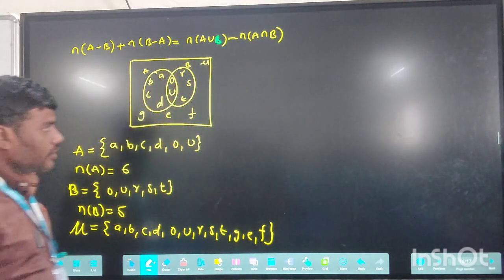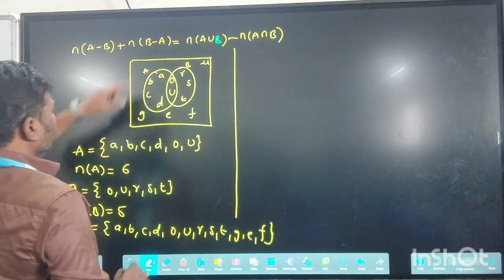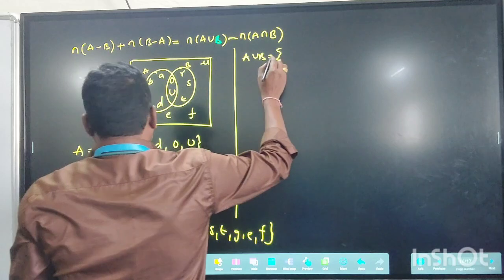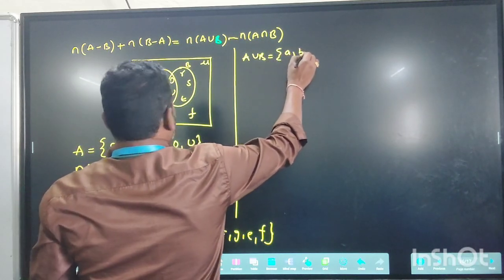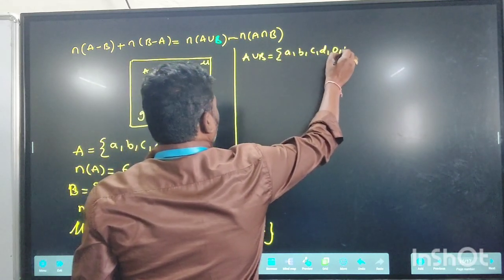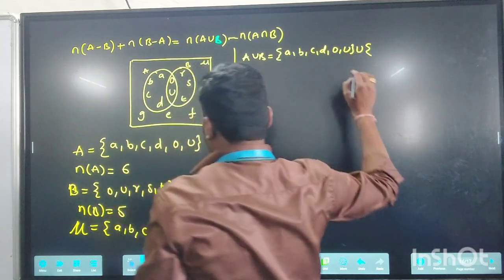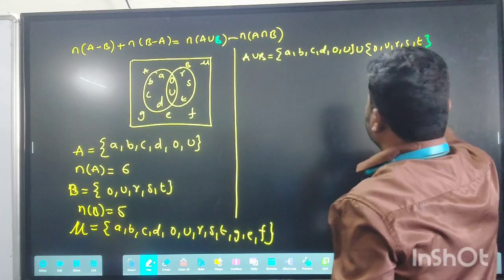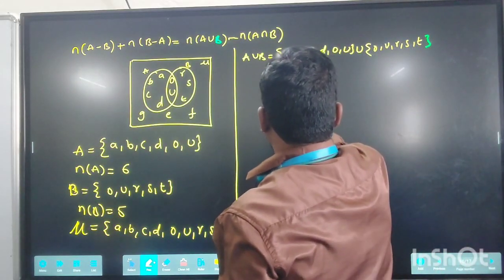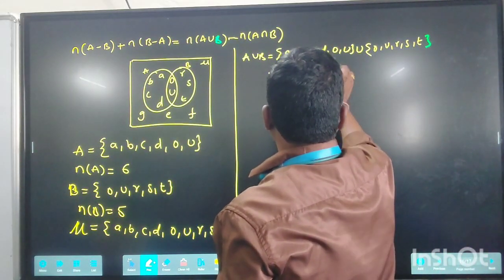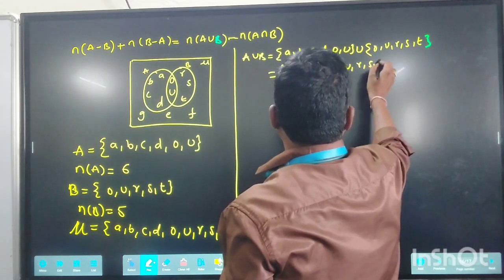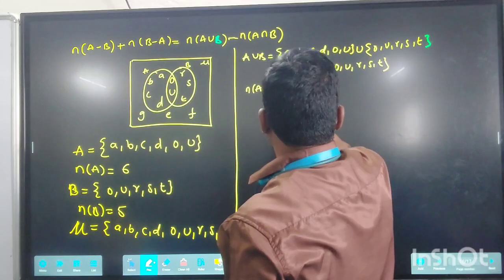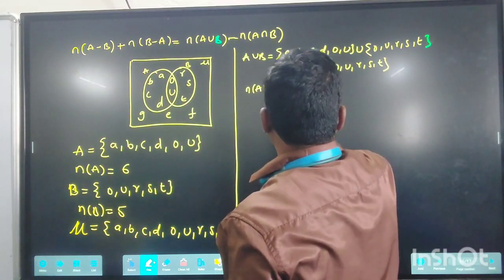Okay? Now questions. Write these questions as they are, one by one. A union B. A value is what? A, b, c, d, o, u. B values: o, u, r, s, t. A union B, answer what? All values written once only: a, b, c, d, o, u, r, s, t. Number of A union B equals what? How many? 9.